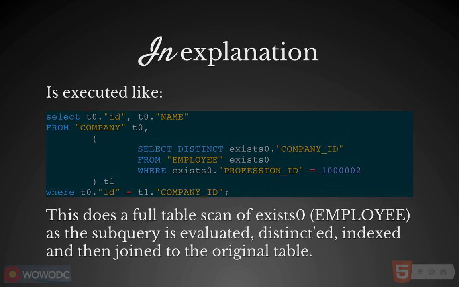Here, we're selecting everything from company, T0, and then we're building a view on the fly, right? You see those brackets there? We're making a T1. We're basically selecting from employee, but we only care about the foreign key. And then we do an inner join, right? We see where T0 ID equals T1 company ID. But notice how I put a distinct in there.